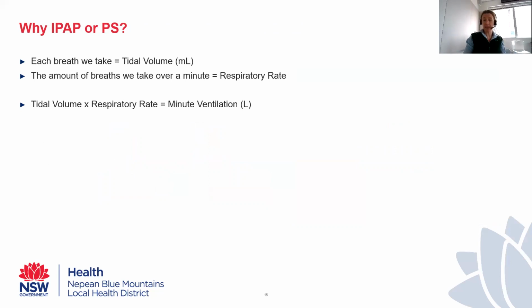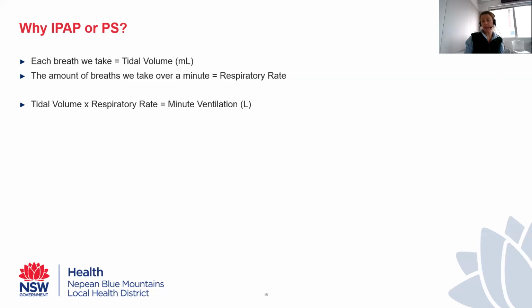So each breath we take is measured in mils, and it's referred to as our tidal volume. As I'm sitting here talking to you and taking a breath in and out, every time I take a breath in, I'm inhaling a certain amount of mils of air. So I might be inhaling 450 mils or something like that. The amount of breaths we take over a minute is our respiratory rate, and all of us should be quite familiar with that. Now, our tidal volume, the amount of mils we're taking each breath, times our respiratory rate equals what we call our minute ventilation. And our minute ventilation is measured in litres.